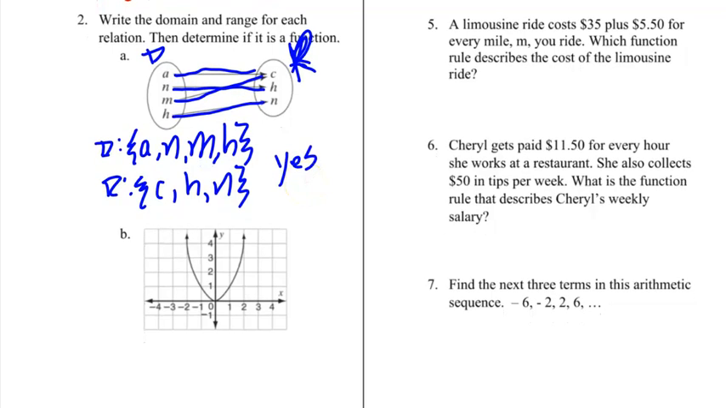Letter B, here we want to do the domain. The domain here is talking about our x coordinates, and this keeps going out in both directions. So for a parabola shape like this, the domain is going to be x such that x is all real numbers.